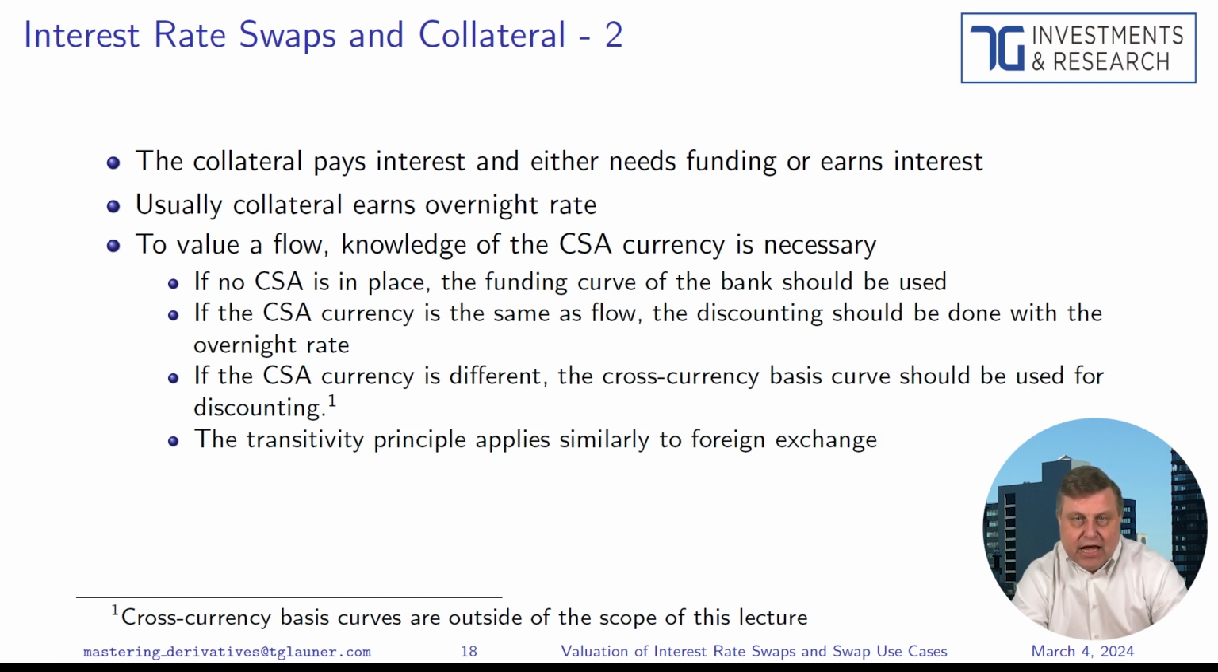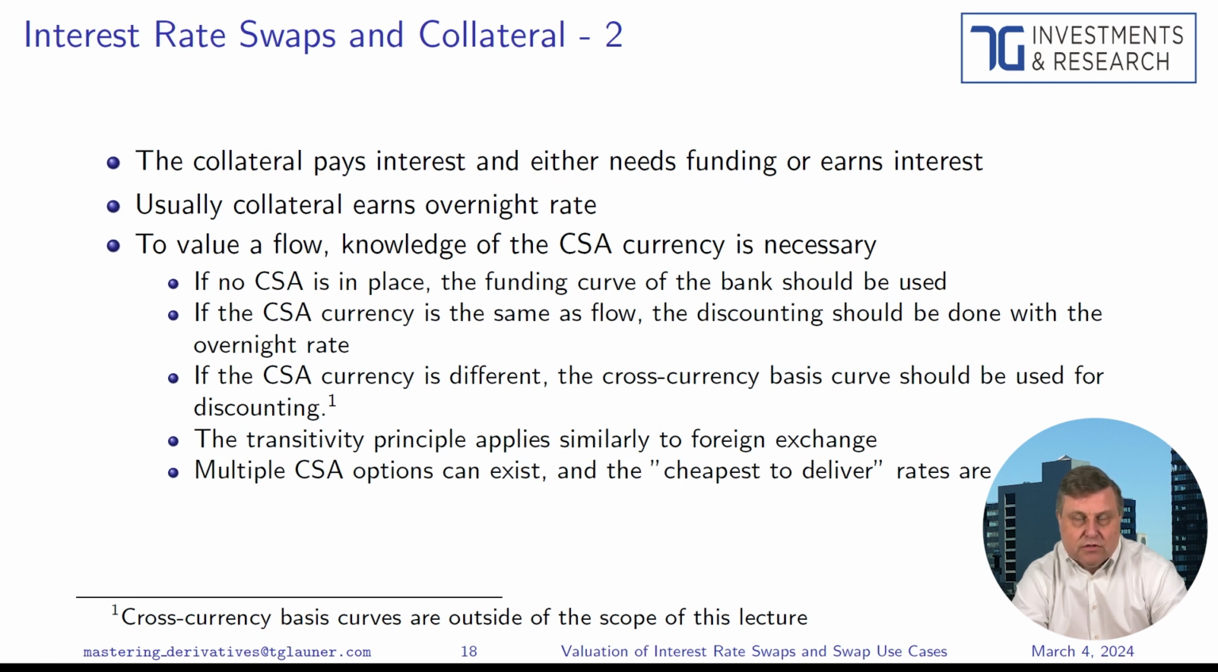Additionally, there are principles of transitivity applied within these calculations. If there is an established relationship between USD and Euro, and between Euro and Canadian dollar rates, this implies something about how USD should relate to Canadian dollar rates when discounting. When multiple CSAs allow for different types of collateral, such as Canadian dollars or US Treasury bonds, the concept of cheapest to deliver comes into play and adds another layer of complexity.